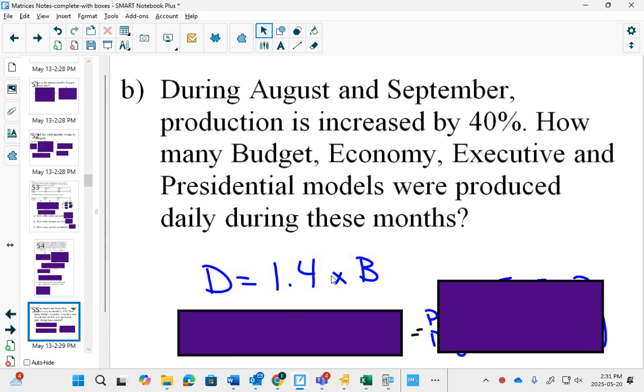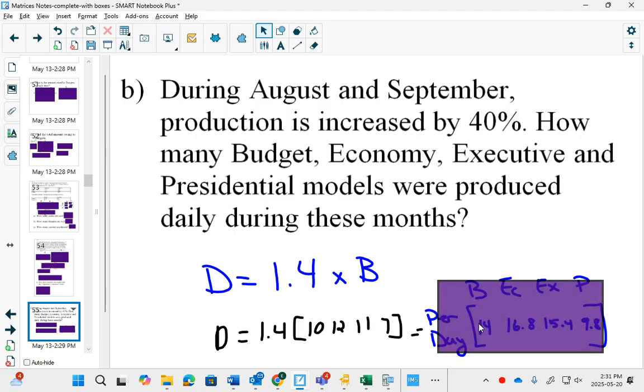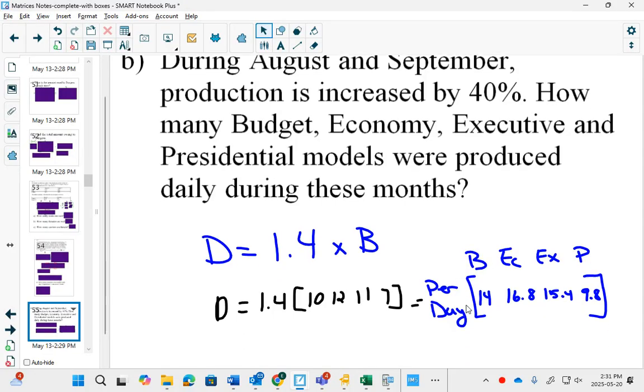1.4, because that would add 40% to our original amount, and my original amount was listed as a row matrix, and we get new answers. And I don't mind the decimals here because I think in a company, if you got 0.8 of a thing done at the end of the day and you had to shut the machines down and then start them up the next day, probably they could continue on from there.